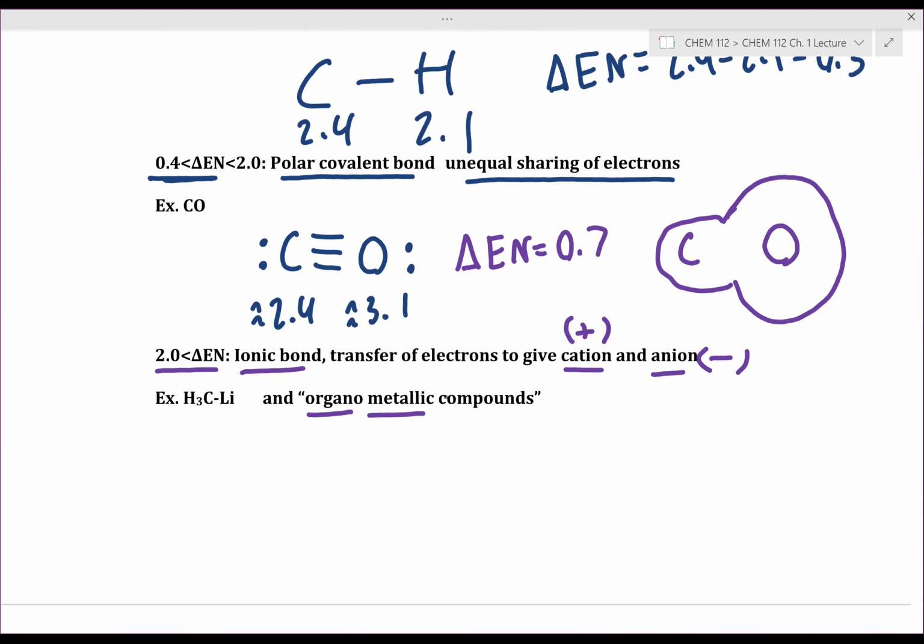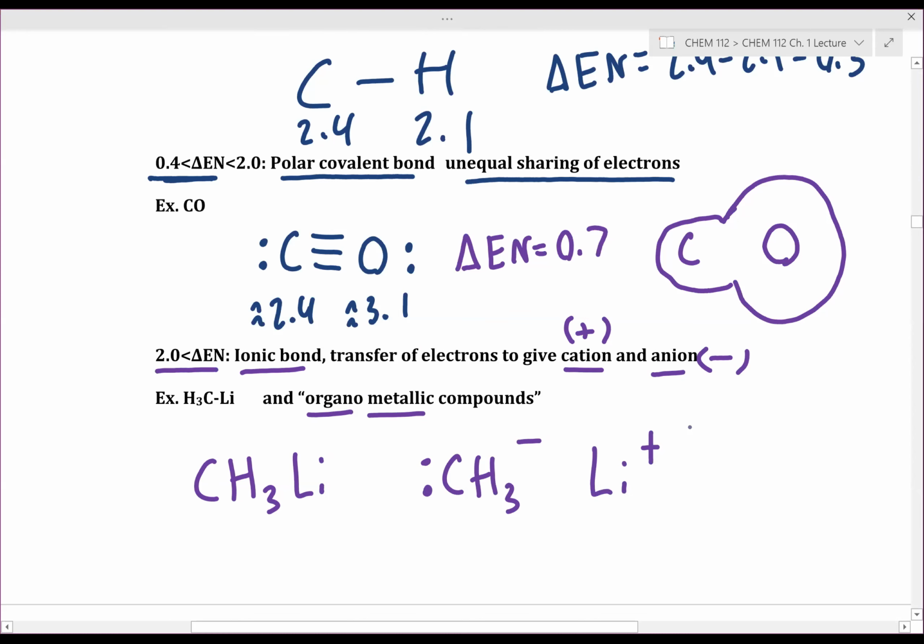For example, methyl lithium, or CH3Li, even though it's colloquially drawn in your textbook with a bond symbol, in reality, this methyl lithium corresponds to a CH3 anion, a negatively charged species, and a lithium cation. Let's talk a little bit about why that is. Why are we seeing a distinct cation and anion for CH3 lithium?